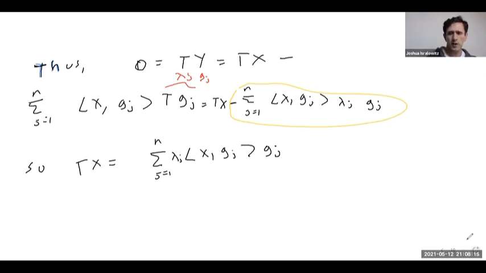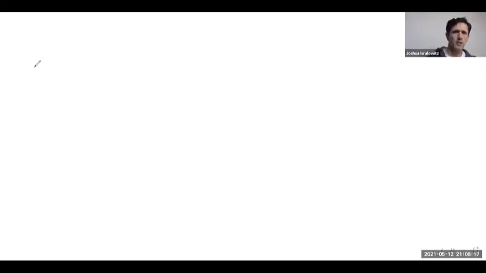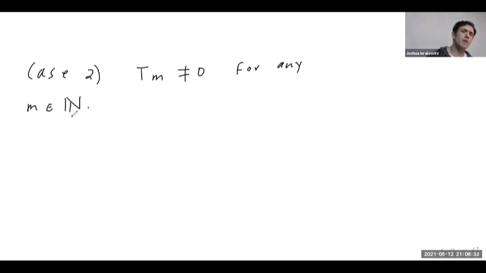But let's just do the other case, which is where this is not 0 for any natural number m. We just keep repeating this process. Okay, so what happens in this case?